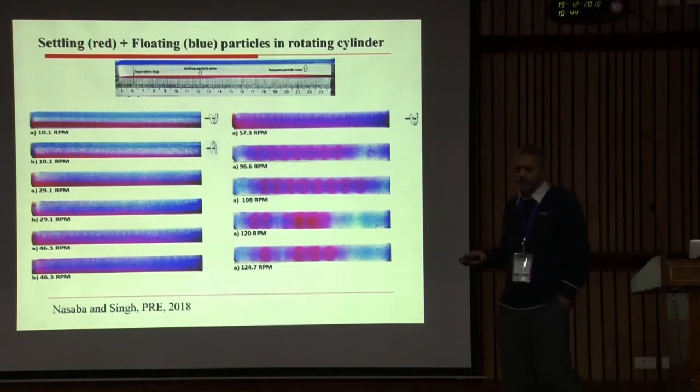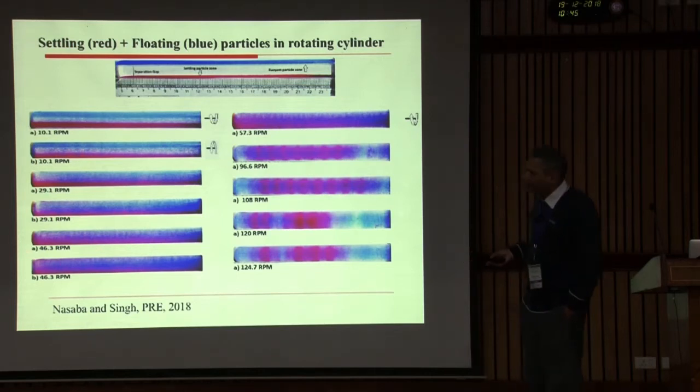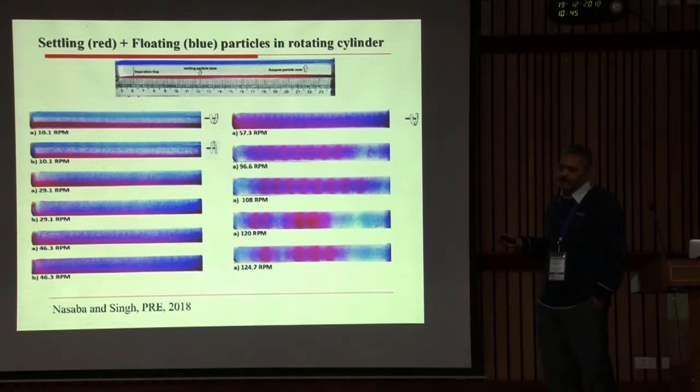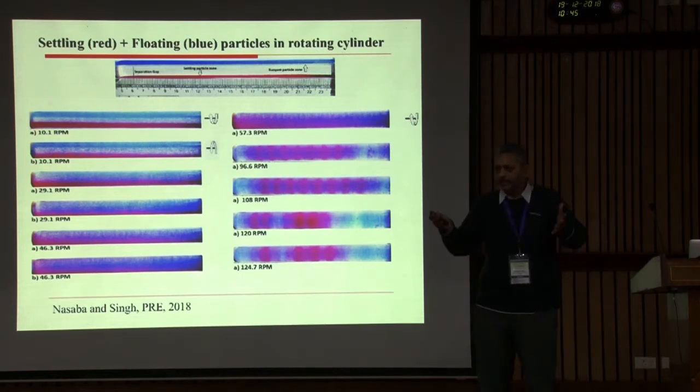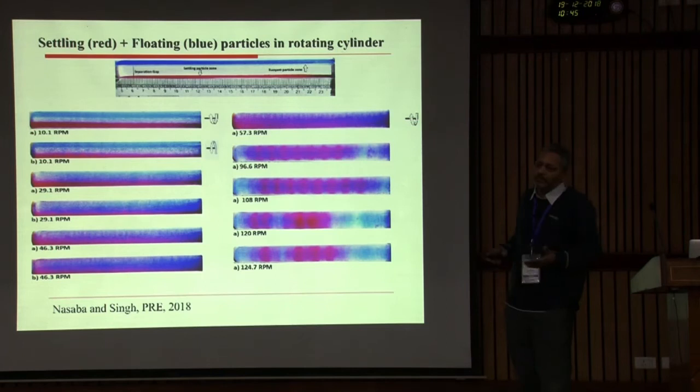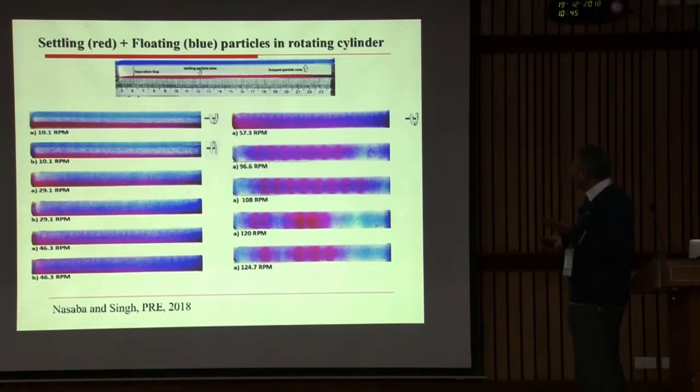In the previous case, even at 10 RPM, I could see the formation. Even now, you do not see it up to 46.3 RPM. It's because the settling particles are disturbing the band formation of the lighter particles. Right? They are not allowing them to form. And in turn, it is the settling particle which forms the band. Right? They do not give much room, so floating particles are homogeneously distributed.